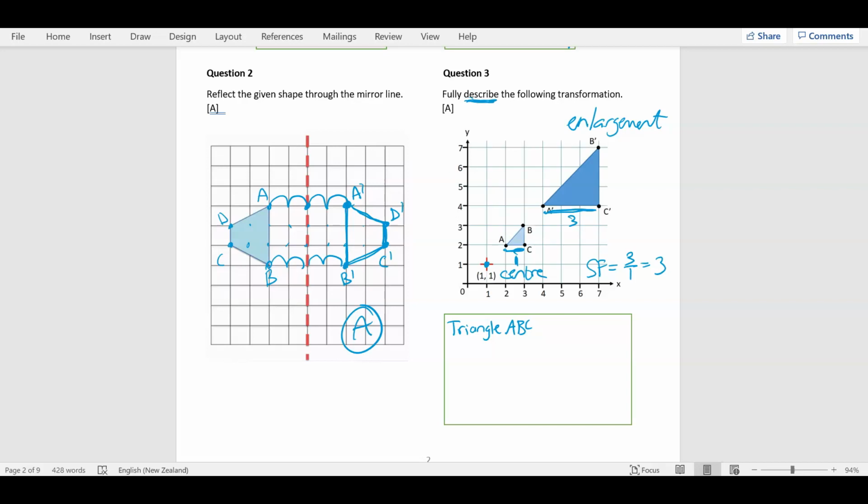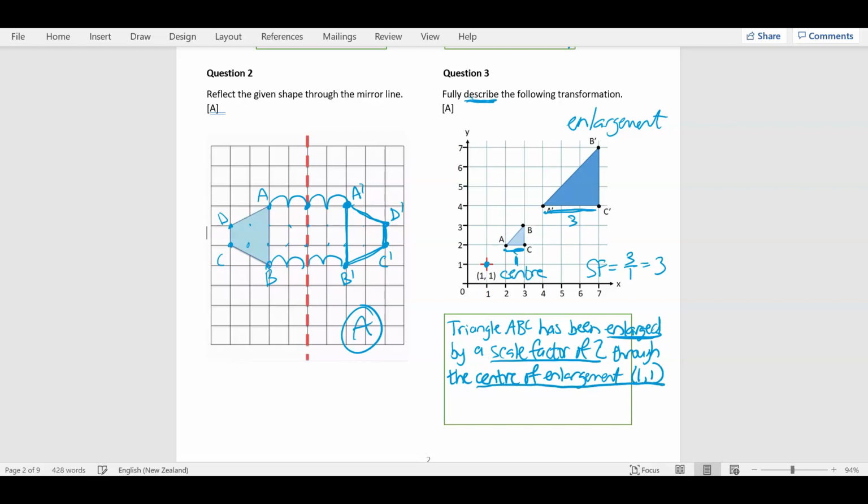So triangle ABC has been enlarged. So I must state the type of transformation it is. Enlarged by a scale factor of 2. So that's really important for enlargement. You've got to tell me what the scale factor is. And then I'm going to write through the center of enlargement, and then I'm going to write down the coordinate of that. So that's also really important for enlargement.